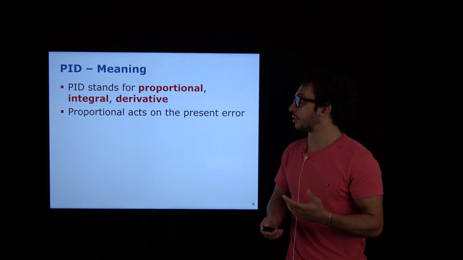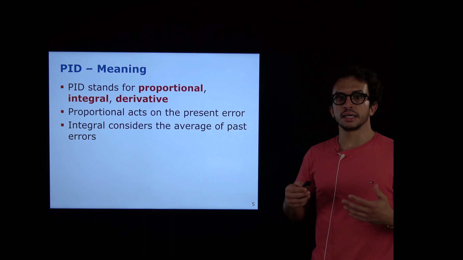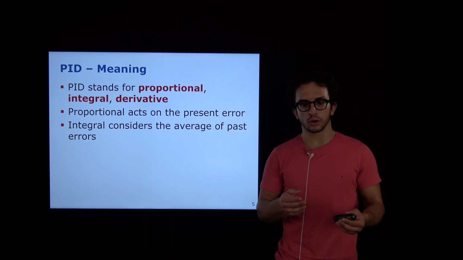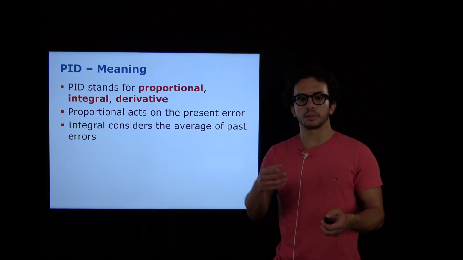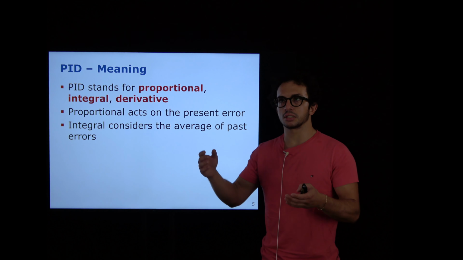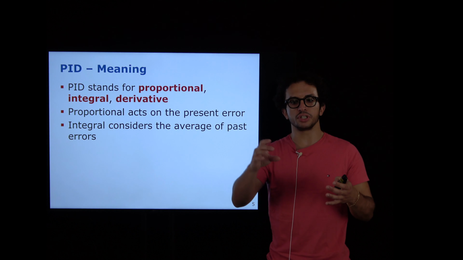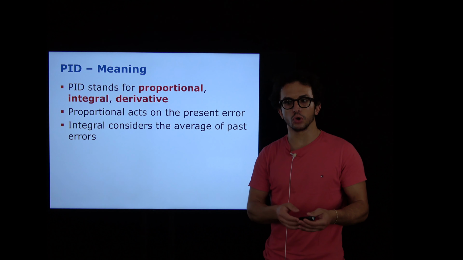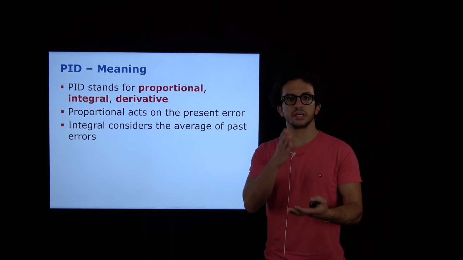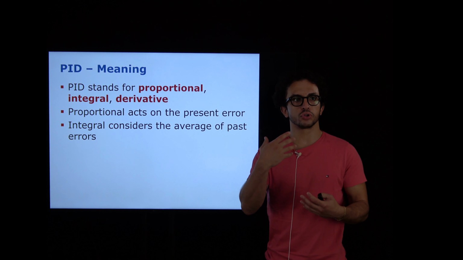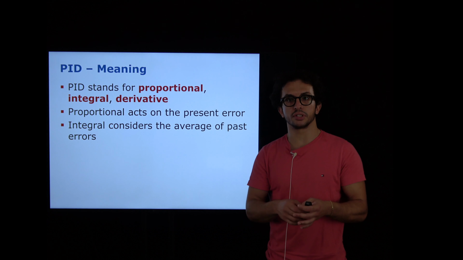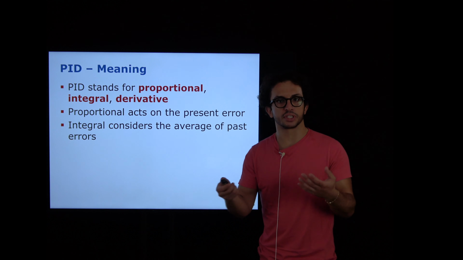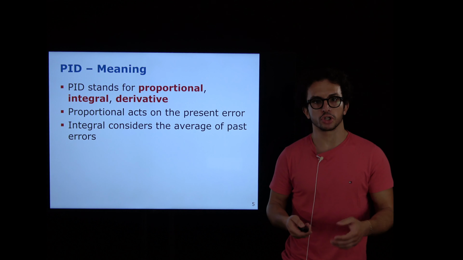Then we have an integral part. The integral is something that considers the average of past errors. So it takes into account the past. You can imagine that you see the error is decreasing over time, and so you take that into account for your control action. You don't just depend on what the error is now, but the control action also depends a bit on the evolution of the error, which sounds like something smart to do.